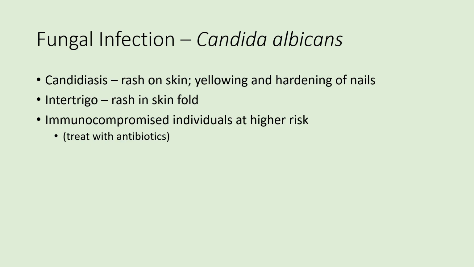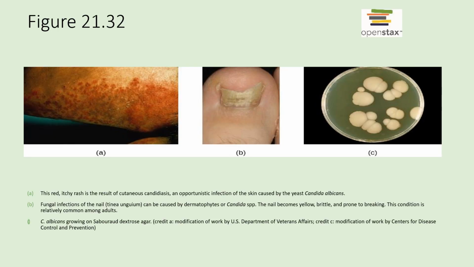Candida albicans causes candidiasis, a rash on the skin. Besides the rash on the skin, this can also cause yellowing of the nails. It can cause hardening of the nails. It can also cause a rash, typically seen in skin folds, called intertrigo. And in both of these cases, immunocompromised individuals are going to be at a higher risk for contracting these. You can treat it, once again, with antifungal drugs.